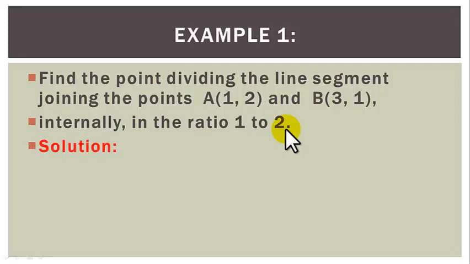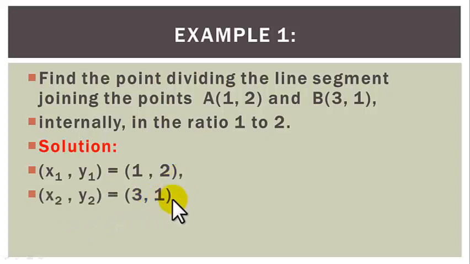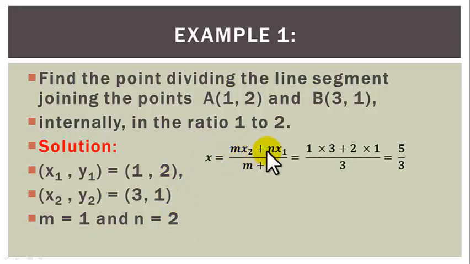Solution. Here the two given points are (x1, y1) equals (1, 2) and (x2, y2) equals (3, 1), and the ratio m to n are m equals 1 and n equals 2. Now, to obtain the x coordinate of the point of division, we have x equals mx2 plus nx1 all over m plus n. M is 1 times x2, which is 3, plus n is 2 times x1, and x1 is 1, all over 1 plus 2, which is 3.